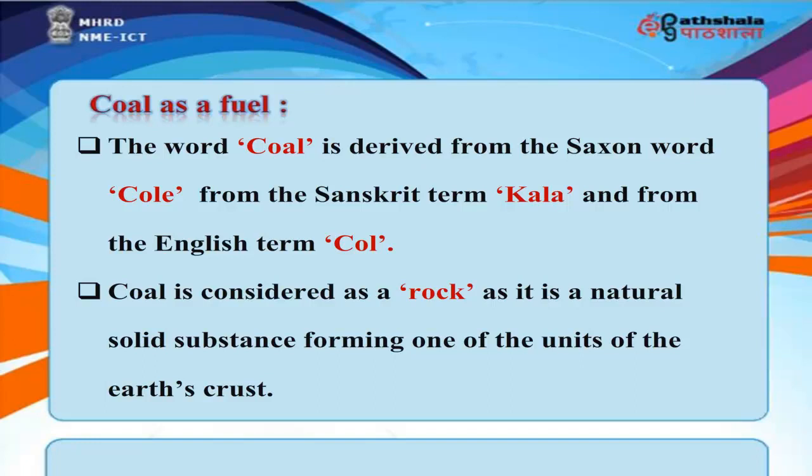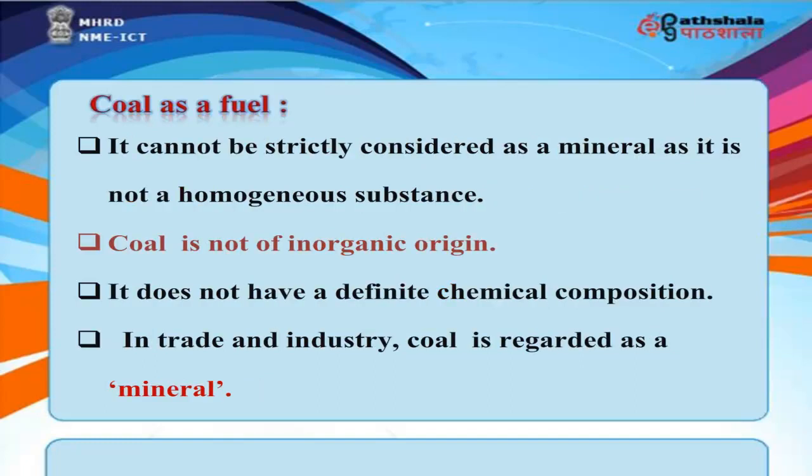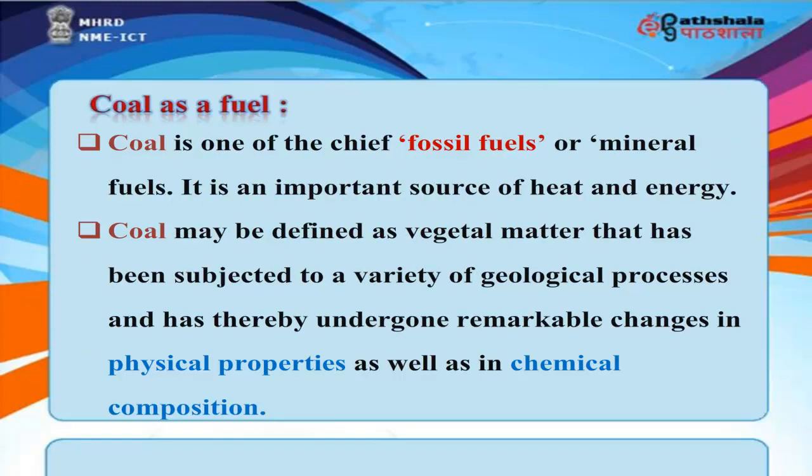Coal is considered as a rock, as it is a natural solid substance forming one of the units of the Earth's crust. It cannot be strictly considered as a mineral, as it is not a homogeneous substance. Coal is not of inorganic origin. It does not have a definite chemical composition. In trade and industry, coal is regarded as a mineral. Coal is one of the chief fossil fuels or mineral fuels. It is an important source of heat and energy.